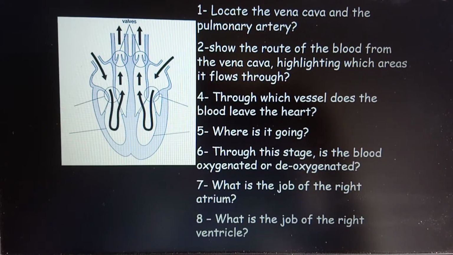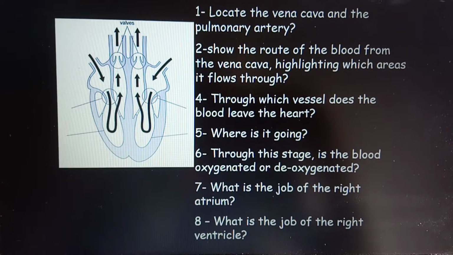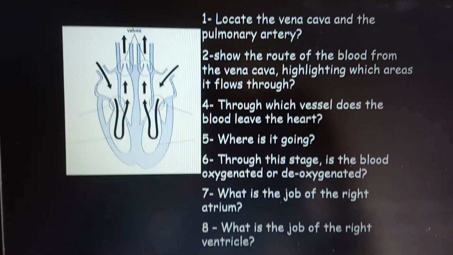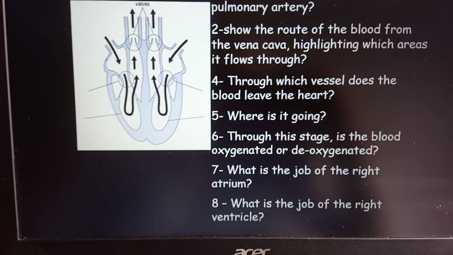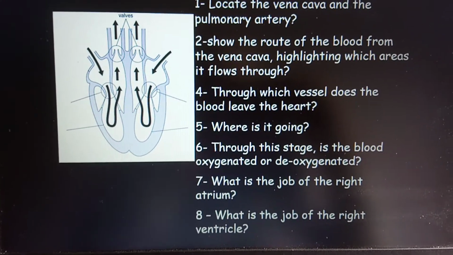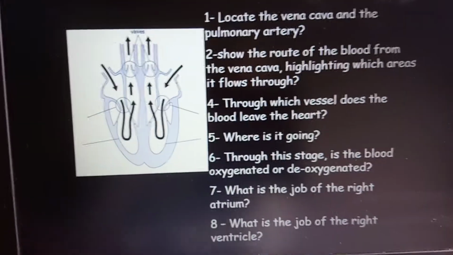Have a look, check you know where they are. Number 2, show the route of the blood from the vena cava, highlighting which areas it flows through. Now I think it's quite a good opportunity to get a colour pencil and actually colour in your heart. Again, we're going to go red and blue.